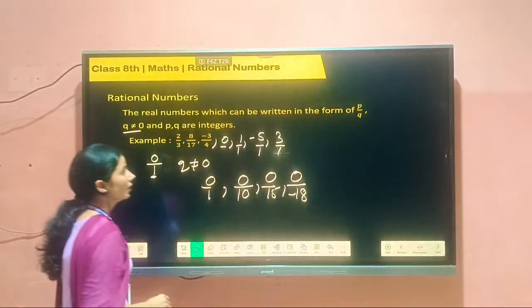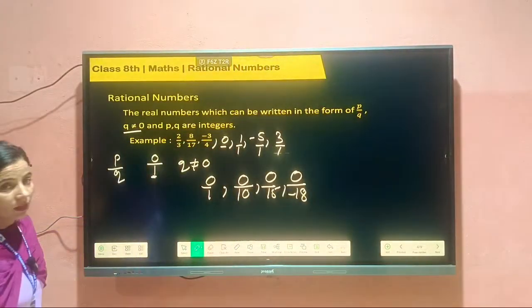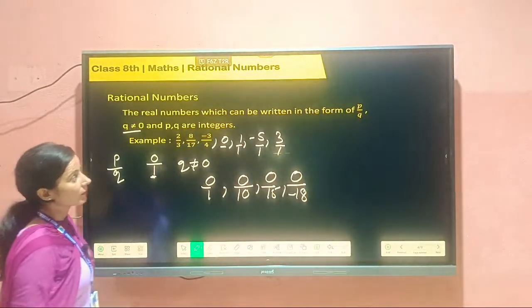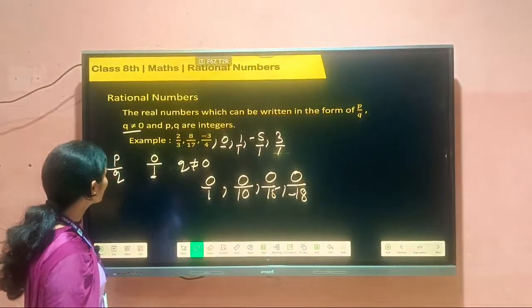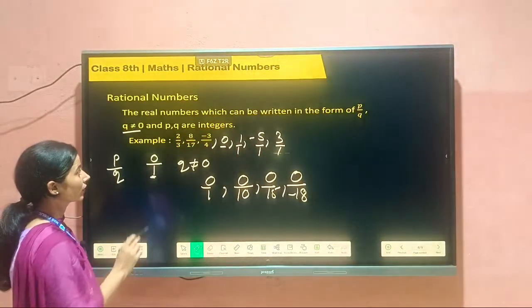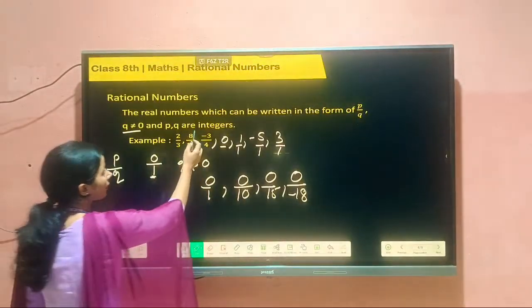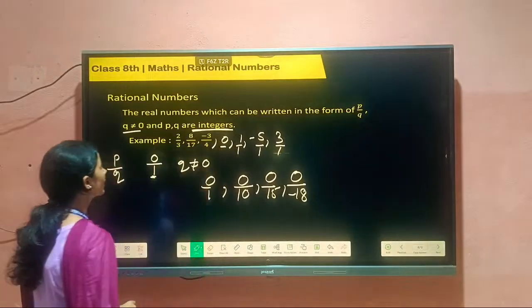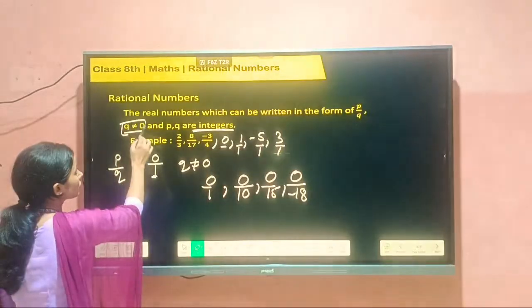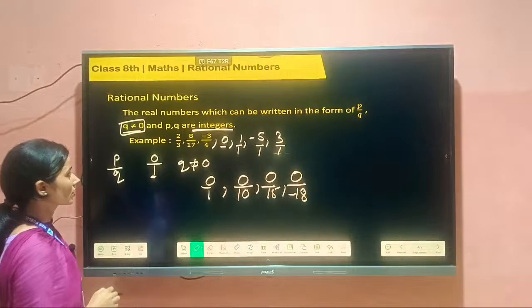Any numbers. Okay, rational numbers are the real numbers which can be expressed in the form of P by Q, and Q is not equal to 0, where P and Q are integers. Remember these conditions: P and Q are integers and Q must not be equal to 0. Then such numbers we can call rational numbers.